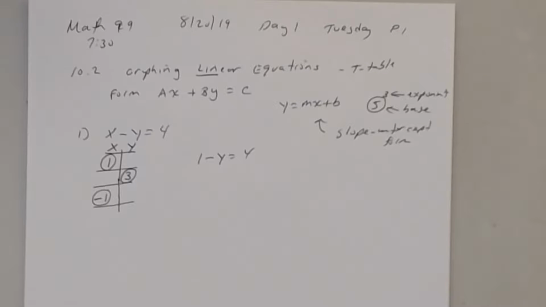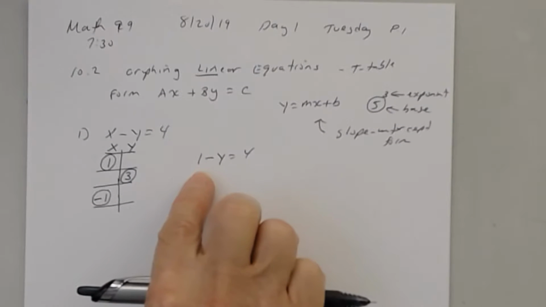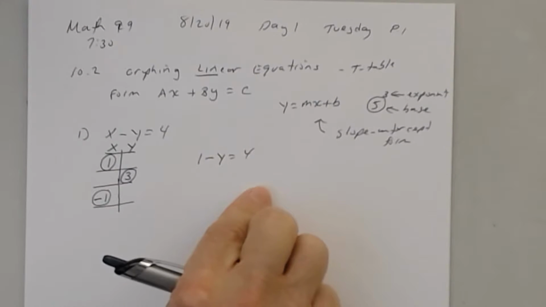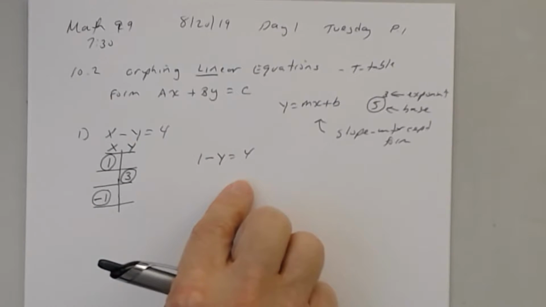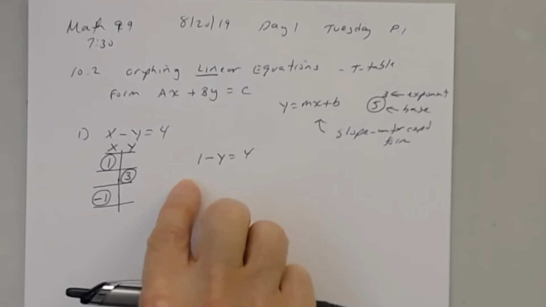No, not add 1. Now, mathematically, adding 1 to both sides is correct. You can do that, but is that going to help you? No, because when I add 1 to both sides, that becomes 2 minus y equals 5 now. That doesn't help. You want to get y by itself. So what's the next step? Subtract 1.